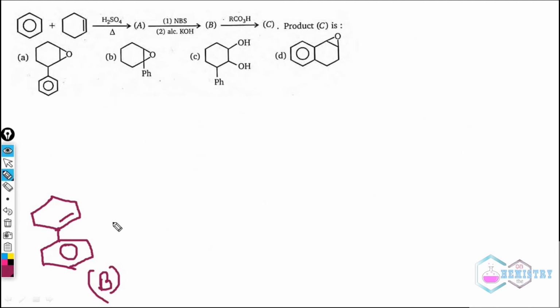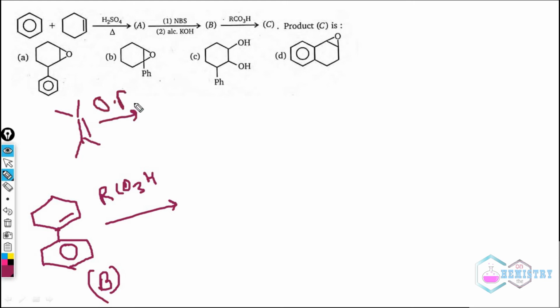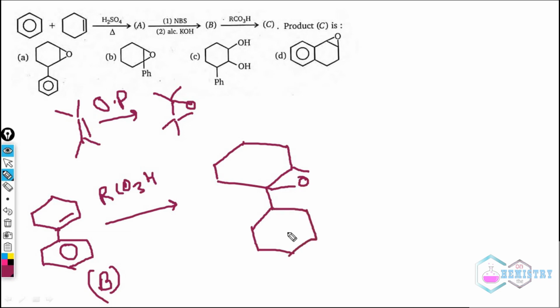Now on treatment with the organic peroxide, what will happen? We all know that any double bond treated with an organic peroxide will form an epoxide like this. So this bond will form an epoxide. So there will be an epoxide like this and a benzene ring attached to it like this. So we can see which one is the correct answer. You can see this is the correct answer.